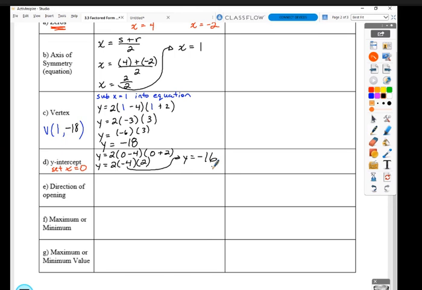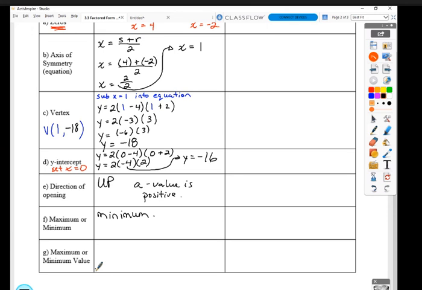Look at all this information we got from just the standard form. Sorry, just the factored form. Direction of opening, up or down? Yeah, it's opening up. And how do we know? A value is positive. Absolutely. And if it's opening upward, is that a maximum or minimum? It would be a minimum. Minnie Mouse is smiling. Yeah?